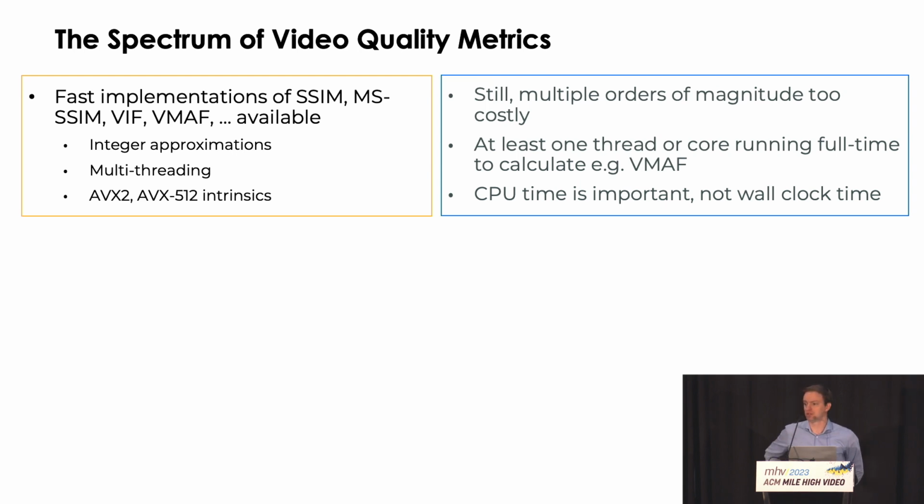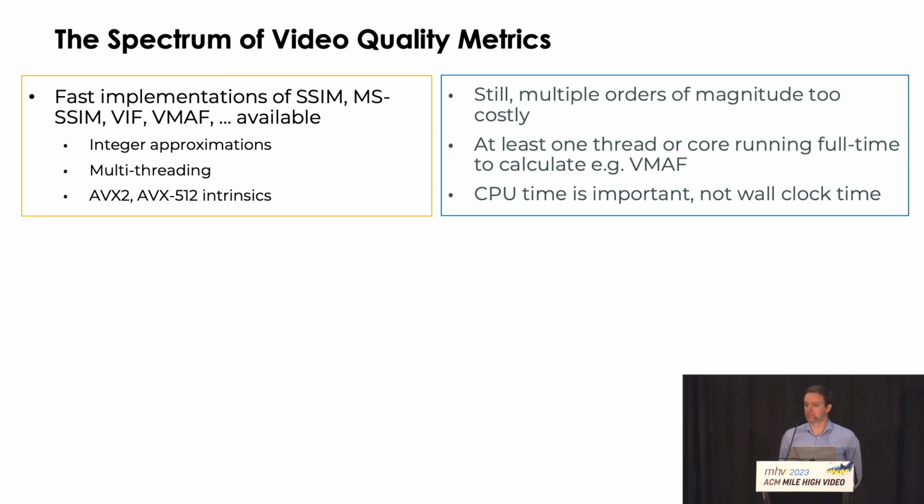VMAF, for example, is a metric that we've been talking about a lot. VMAF has its shortcomings, but it is one of the better metrics out there. It is easy to interpret. It gives a clear indication for both scaling artifacts and compression artifacts. So it is a metric that has become a de facto industry standard.